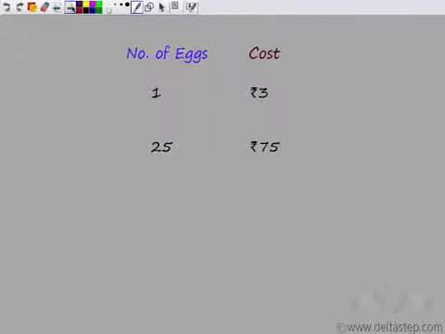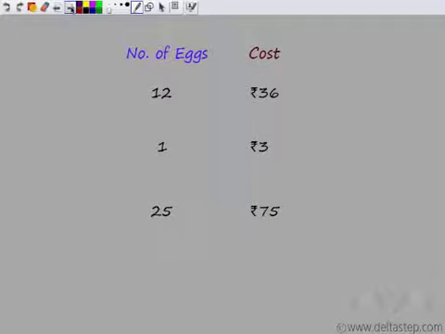Now again let's see the number of eggs and cost. We know that 1 egg was for 3 rupees and 25 eggs is for 75 rupees. That is, now I'm increasing the number of eggs. And what about the cost? The cost is also increasing. So if I increase the number of eggs, the cost is increasing. So this is what we had seen. 12 eggs cost 36 rupees, 1 is for 3 rupees and 25 eggs is for 75 rupees. Now, as the number of eggs was decreasing, the cost was decreasing. As the number of eggs was increasing, the cost was also increasing. This is what we know.